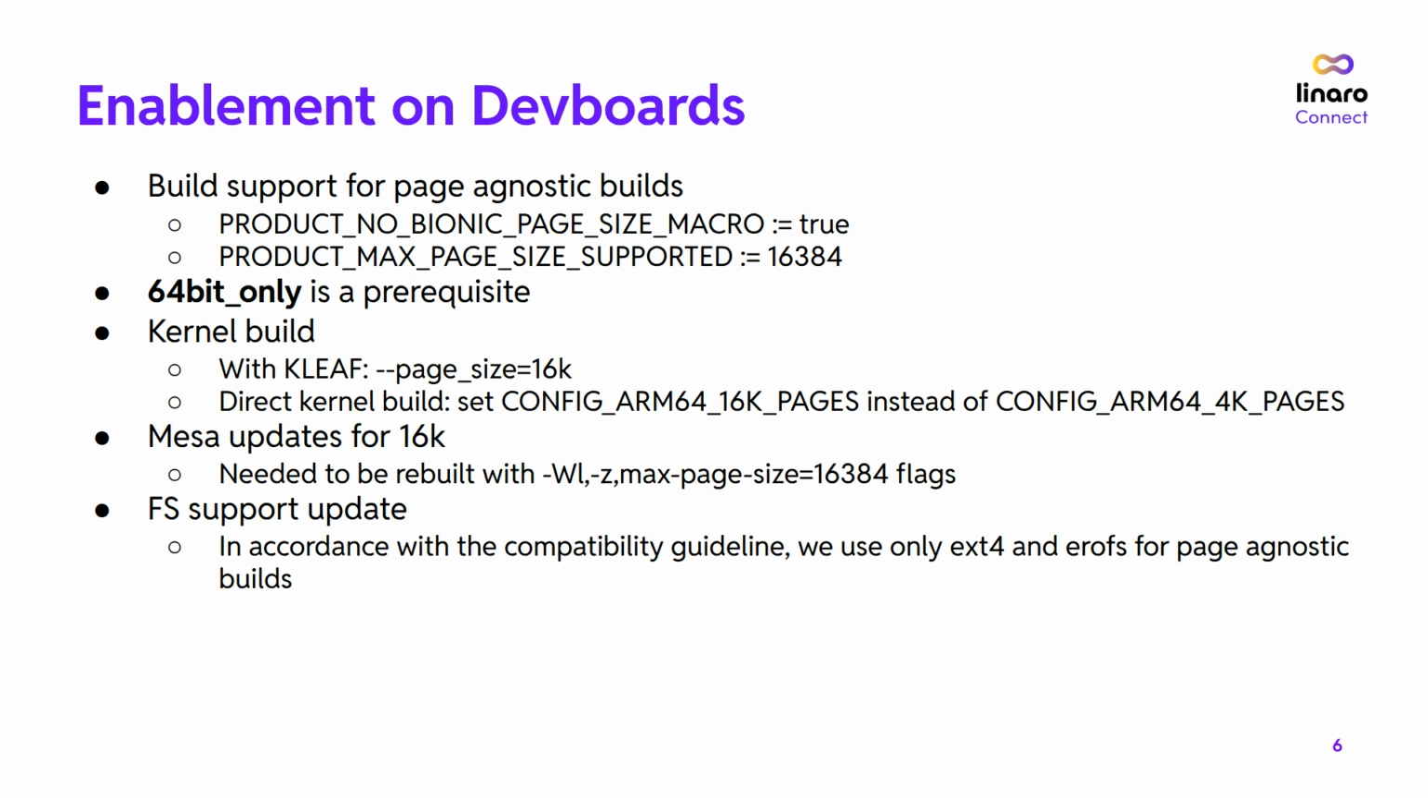The default page size in the Linux kernel is 4K, so we had to make sure that we are building the kernel with the correct page size option if you are using the Bazel build configuration, or in the device defconfig if we are doing the standard make builds. We needed to rebuild upstream Mesa for 16K alignment, otherwise we were running into a few runtime issues. And some file system config updates for page size agnostic builds that I have discussed in the earlier slide.